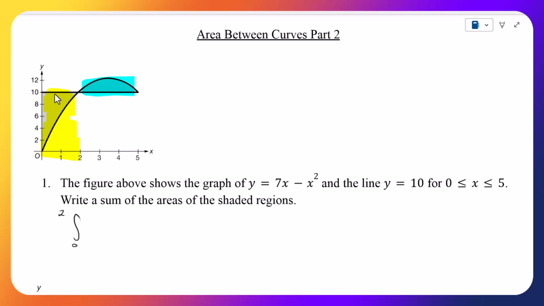And which function is on top? Which is our bigger function? Well, this is the straight line. And I know that the straight line is y equals 10, so we're going to have 10 minus. And then what's our smaller function? Our smaller function is 7x minus x squared.